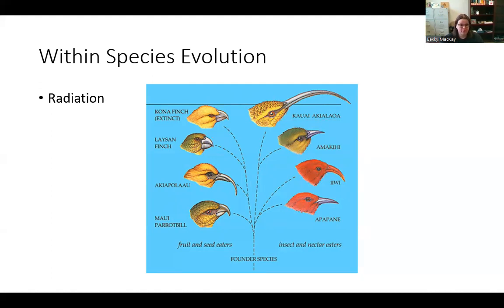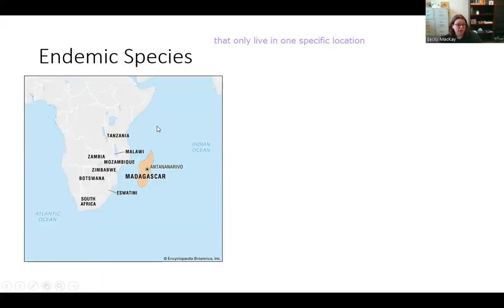Now, another thing that can happen on islands, but it's not just an island thing, is when you get what's called an endemic species. And endemic species are kind of groups of animals that only live in one specific location. Usually it's not just one species, it's kind of a group. The best example of this is Madagascar. Madagascar is a relatively large island off the east coast of Africa.